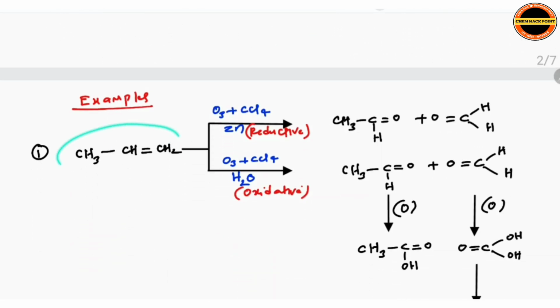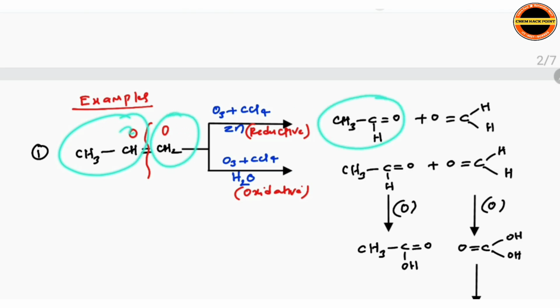See example, here one alkene given, zinc, O3, CCl4, reductive ozonolysis. Whenever reductive ozonolysis is given, use this simple trick: break the double bond, add one oxygen on each side. Or you can show like this. Break the double bond, add one oxygen on each side. That's all, trick it is. You get CH3CHO. That's what we showed. HCHO or CH₂O, both are the same.